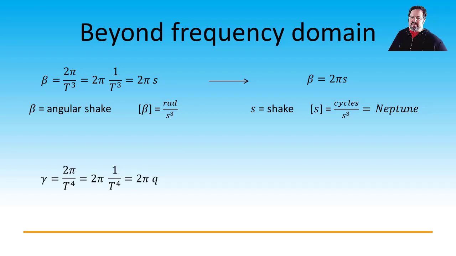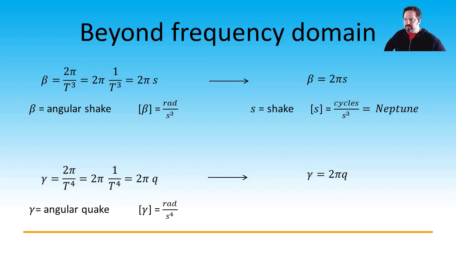And gamma is equal to 2 pi over t raised to the fourth power, and eventually gamma is equal to 2 pi q, where gamma is angular quake, and its unit of measure is radians over second raised to the fourth power, and q is quake, its unit of measure is cycles over second raised to the fourth, and that is equal to Jupiter, always because I was thinking at mythology.